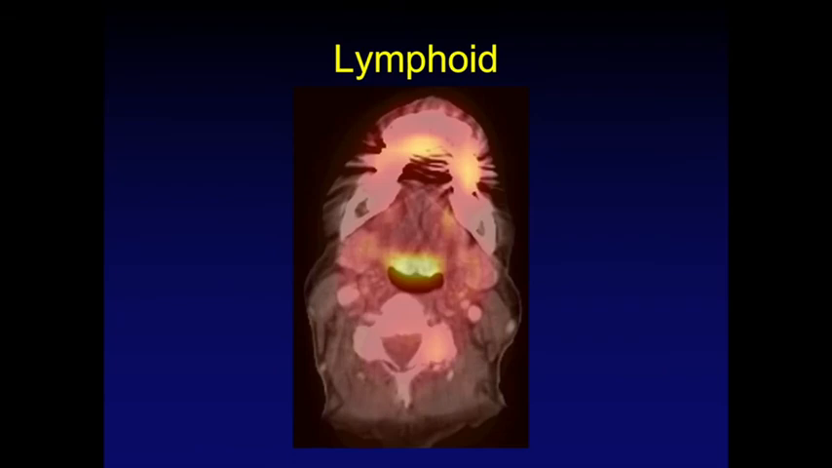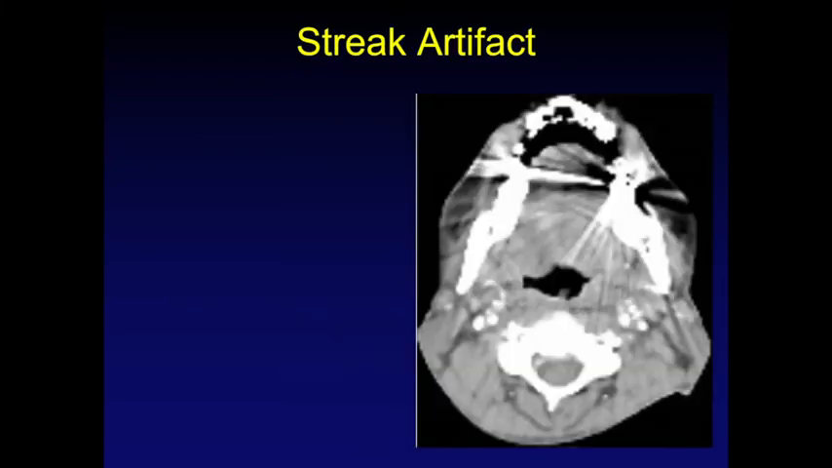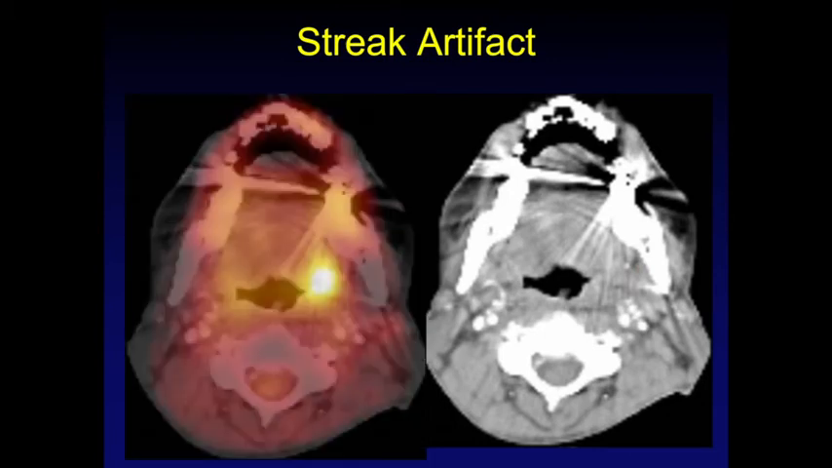Obviously, lymphoid tissue has quite variable FDG avidity both before and after treatment. We've been talking so far about PET artifacts that might be confusing in the post-treatment setting. How about CT artifacts? Well, streak artifacts off of dental amalgam are a constant problem for us. That doesn't change when we move to PET CT. You really can't see what's going on here. Thankfully, PET to the rescue, showing us this recurrence deep in the tonsillar pillar.